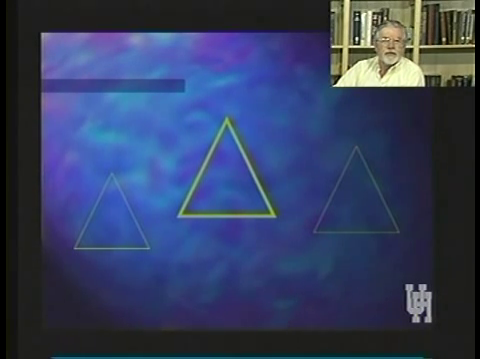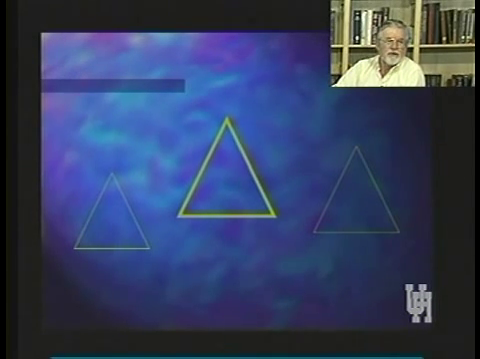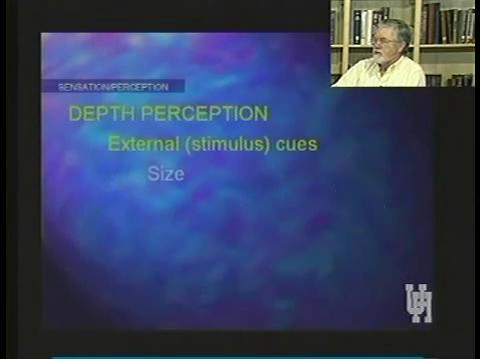And therefore, in looking at these three triangles, you tend to think of the center one as being closest to you simply by virtue of the fact that the line is fatter and the triangle is bigger, and that the second one on the right is slightly further back and the one on the left is the furthest back. Because you don't have any other depth cues, you're doing that strictly on the basis of size, which is one of the elements that we do use in judging the distance of an object.